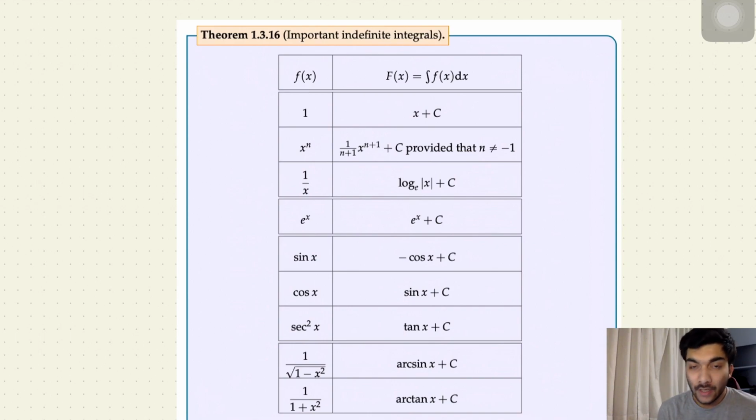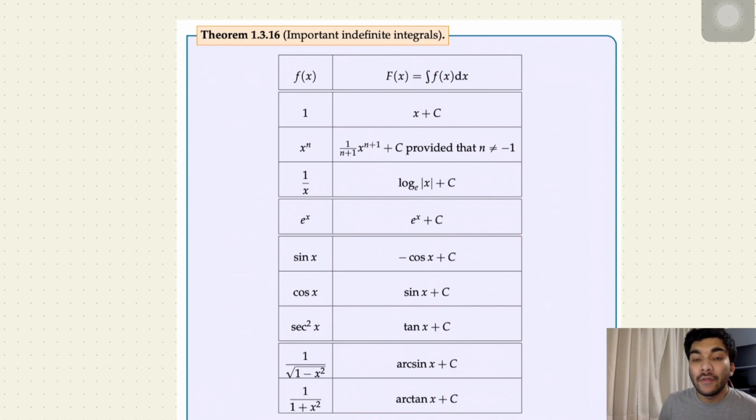So in this video, we'll be covering some important indefinite integrals that you will probably have to know in order to excel at these type of questions when you have to take the integral of some very common functions that you see in math. So it's basically the same case for indefinite integrals as well.